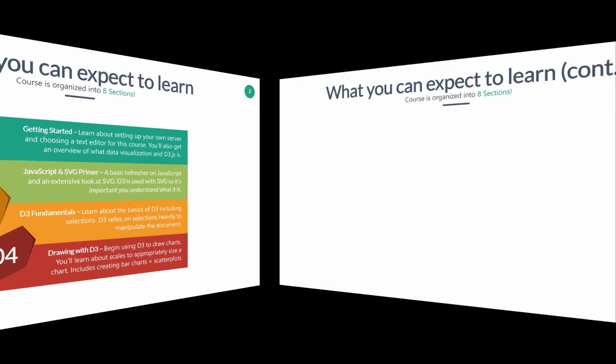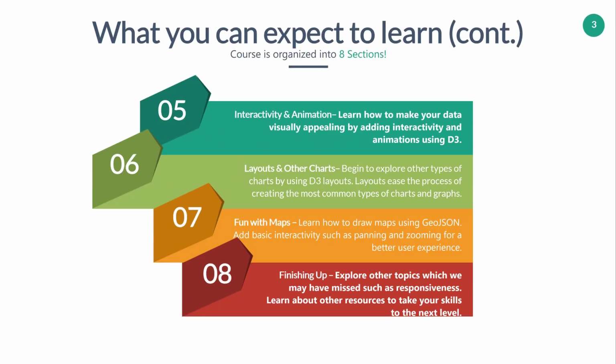In Section 5, we'll continue working with the scatterplot and bar graph. We'll refine how it looks and begin adding interactivity. This includes learning how to add, change, and remove data. We'll learn about transitions and animations. You'll also learn how to create your own custom tooltips.